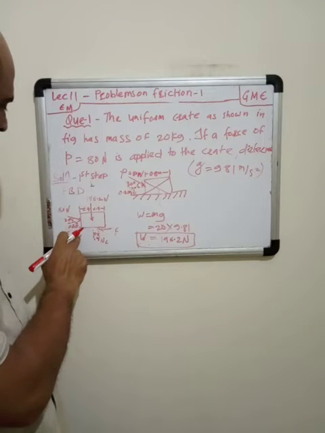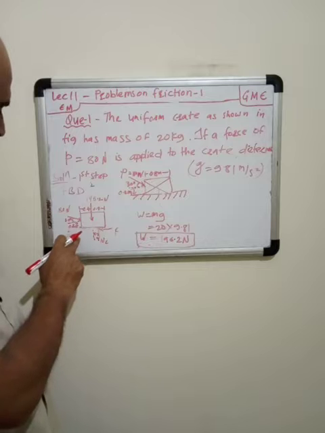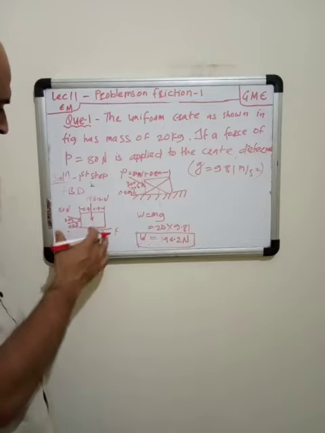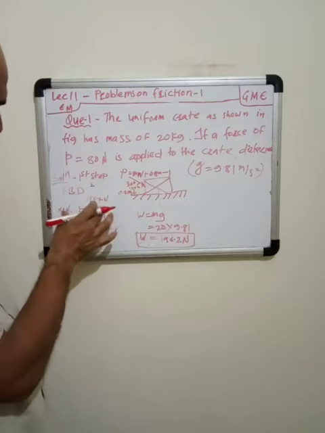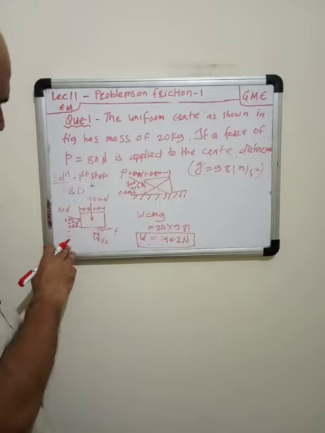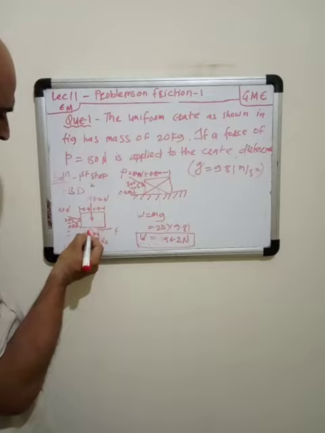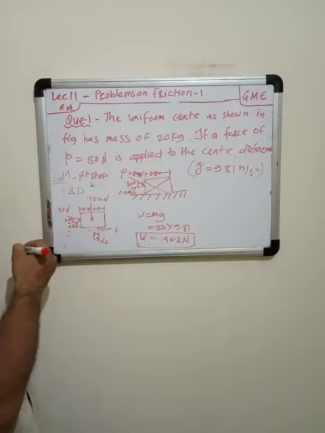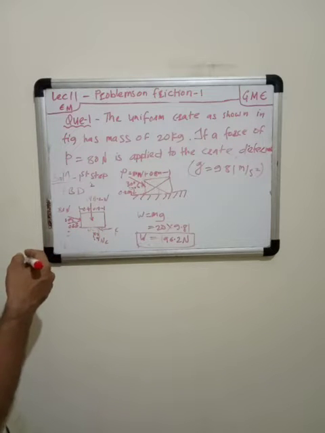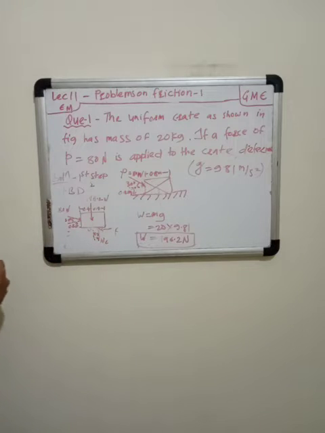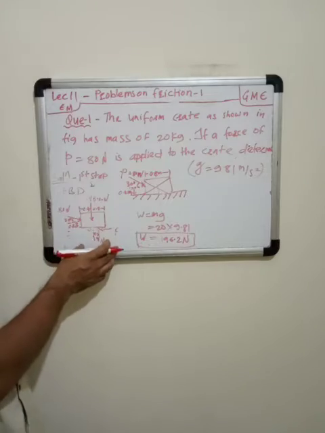I think the free body diagram is complete now. We have shown all the forces, right? The distance also we have shown on this. The free body diagram is complete. If you have any doubt, please ask, so that I can try to clear your doubts quickly about this free body diagram.